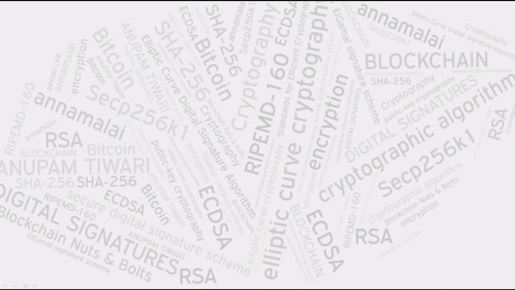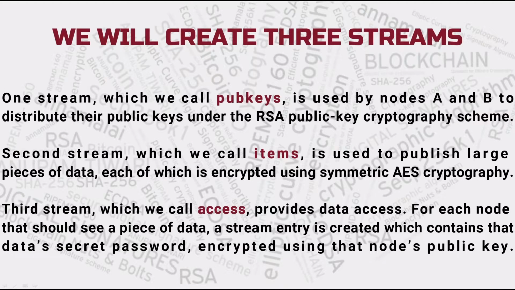Now there are 3 streams that we'll be creating. Each stream has a particular purpose. These streams are named pubkeys, items and access. Pubkeys will be exclusive to distributing the public keys among the nodes. Items will be used to publish datasets, and the third, access, will be for accessing the data.